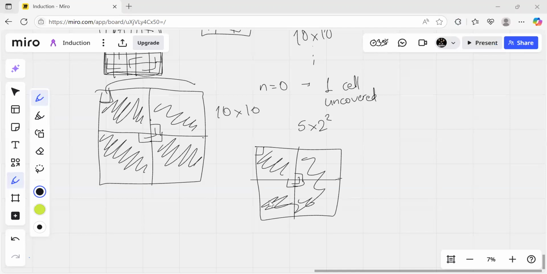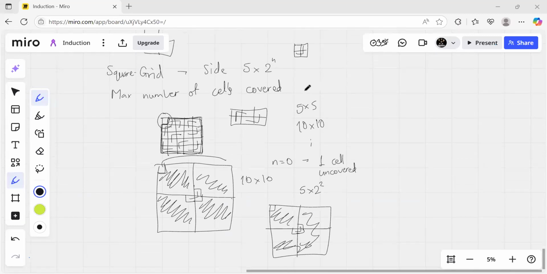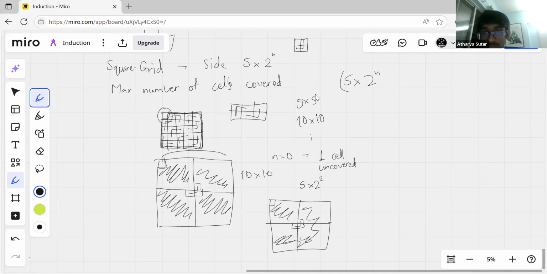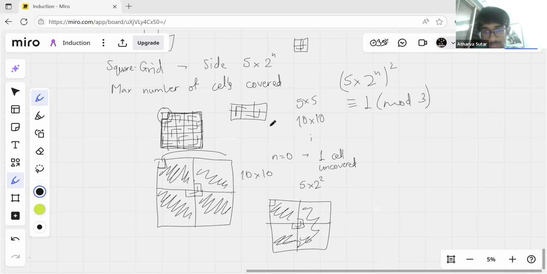We should also prove that one is the best we can do, because the number of cells is 1 mod 3. Yeah, that is trivial to prove. The total number of cells on the board is 5 into 2n squared, and this is congruent to 1 mod 3. And each tile covers exactly 3 cells, so you cannot cover that last cell. Okay, I hope everyone has understood this. Any doubts?